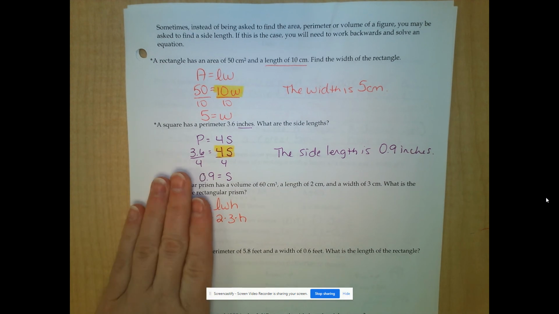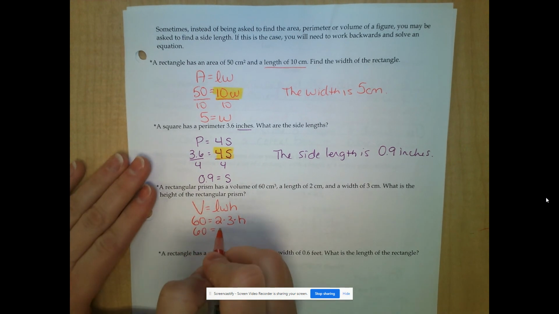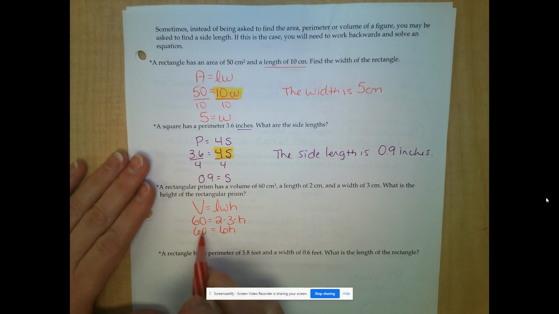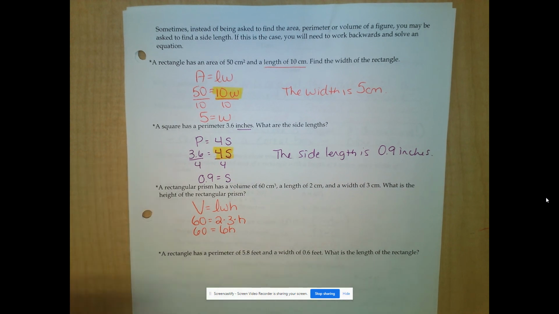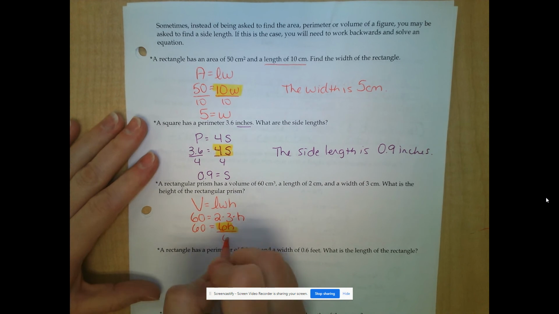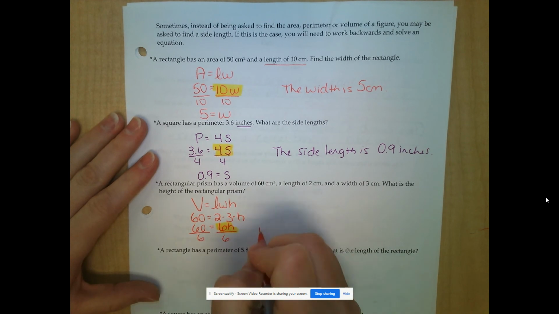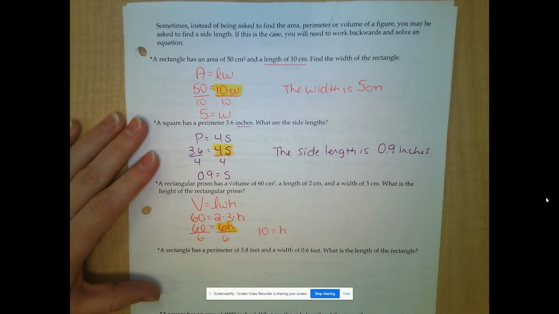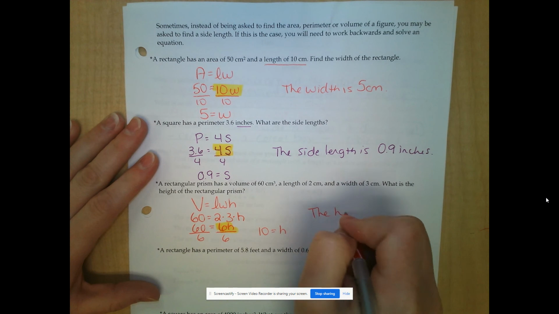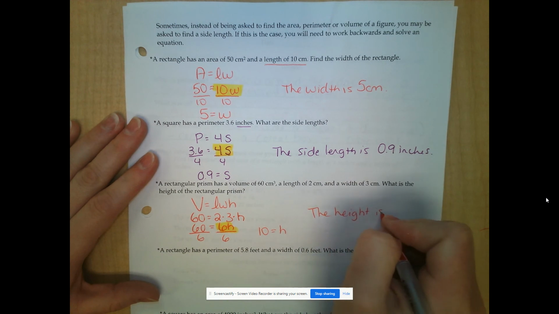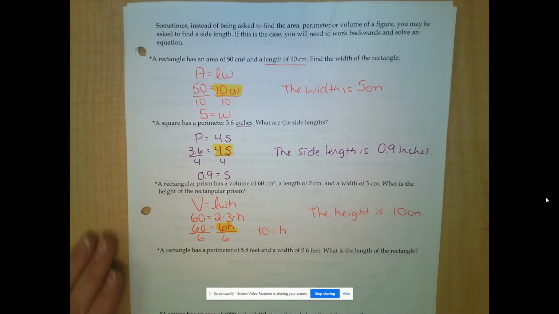Now, on this side with the variable, I could divide by 2, divide by 3. I'm going to simplify that and say 60 equals 6h. I did the 2 times the 3. Now I have to do stuff to both sides because over here I have 6h, multiplication. I'm going to divide by 6, 10 equals h. And what does that mean? The height is 10 centimeters.